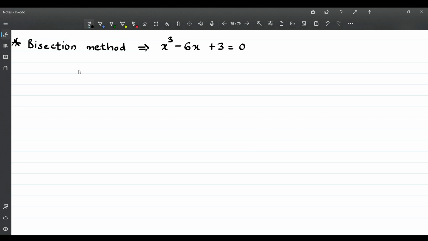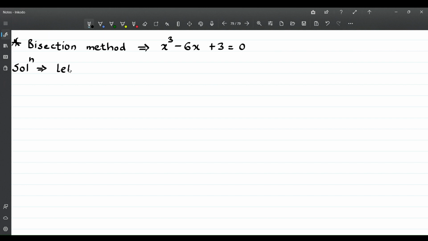Welcome all. In our next session of bisection method, we have already seen the concept of bisection method in the previous video, but in this video, we'll solve another example of bisection method. In the exam, we are given: find the root of x cube minus 6x plus 3 equals 0 using bisection method up to 1 iteration, 2 iterations, or 3 iterations. Maximum we have to solve it up to 3 iterations. So let us solve this example.